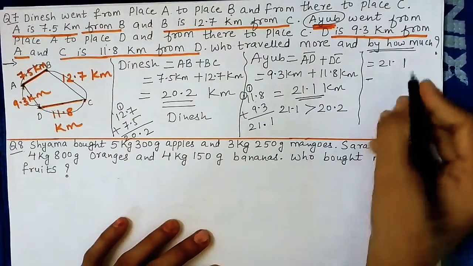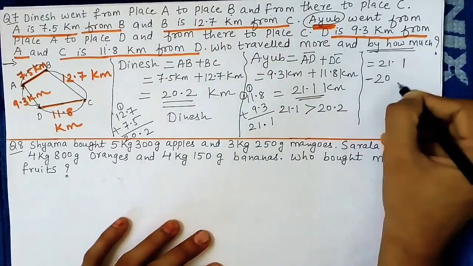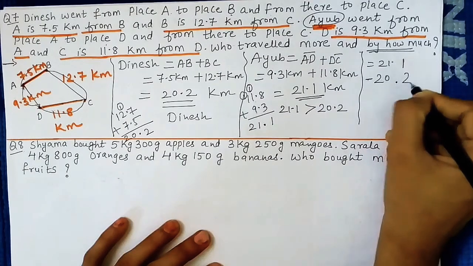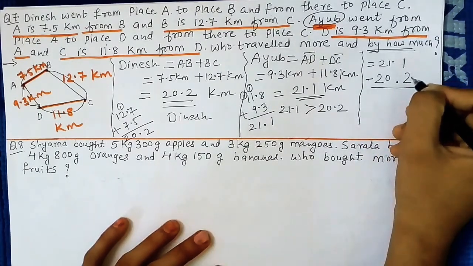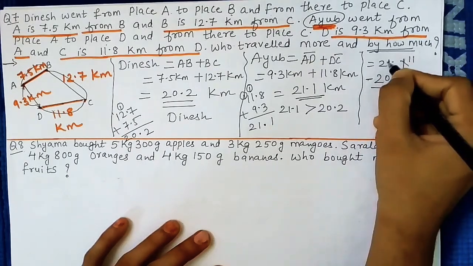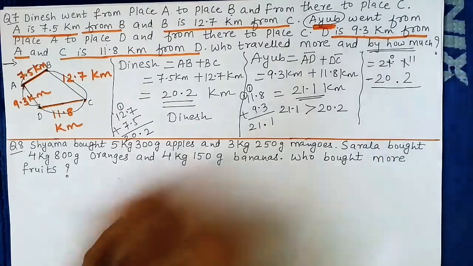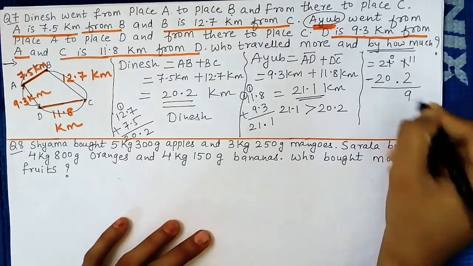Now we will subtract 21.1 minus 20.2. So this we will subtract. So let us subtract. So 1 minus 2 is not possible. So 1 will become 11. This 1 will become 0. So 11 minus 2 will be 9.